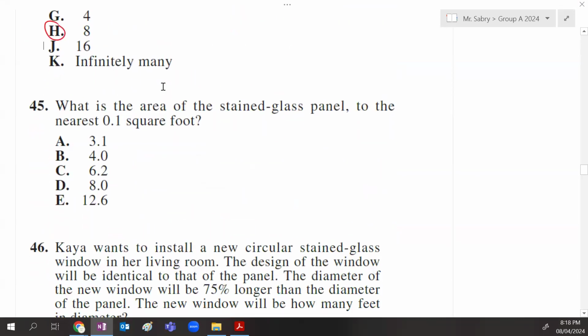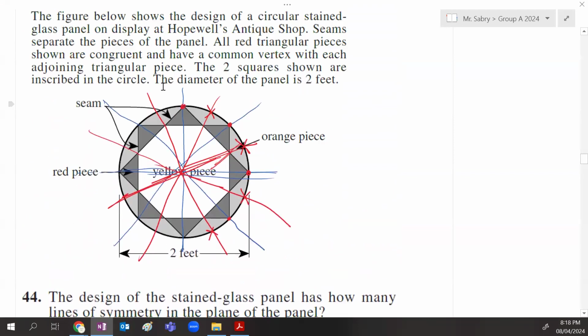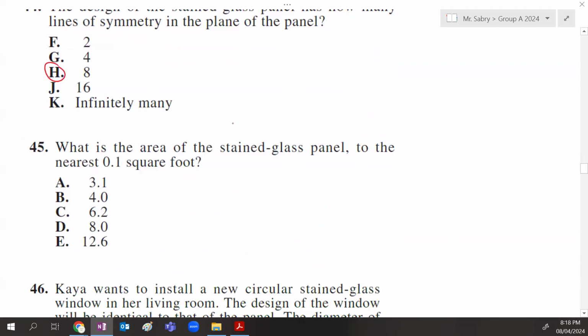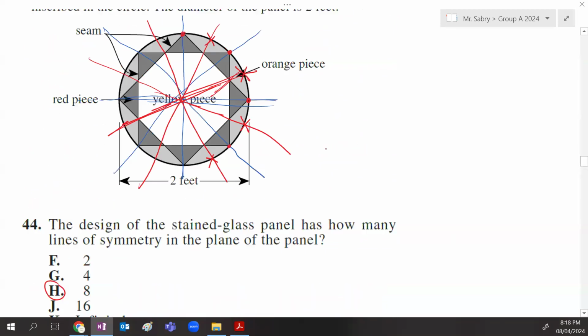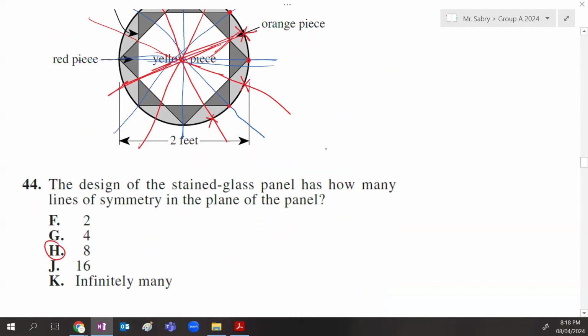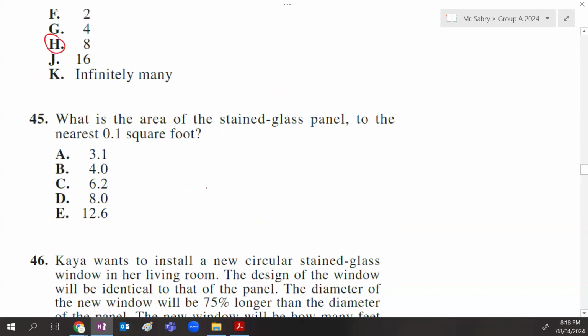What is the area of the stained glass panel to the nearest 0.1? So the area of the stained glass, I mean this whole thing, right? Yep, area of the whole shape. Or not, I'm not sure. So the area of the whole circle. So yes, because the diameter is 2, it means that the radius is 1. So it's pi times 1 to the power of 2, which is 3.14. So A would be the correct answer.